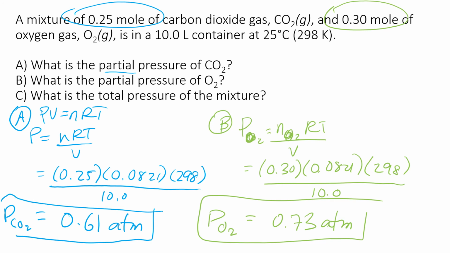So I add these two up, 0.61 plus 0.73. Total pressure, so letter C, is 1.3 atmospheres.